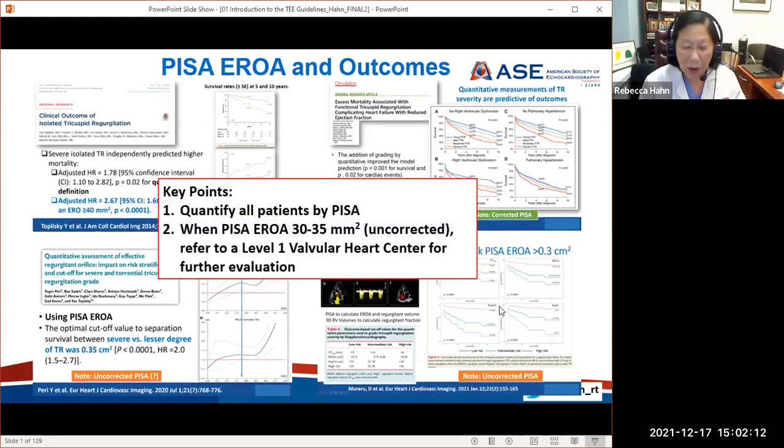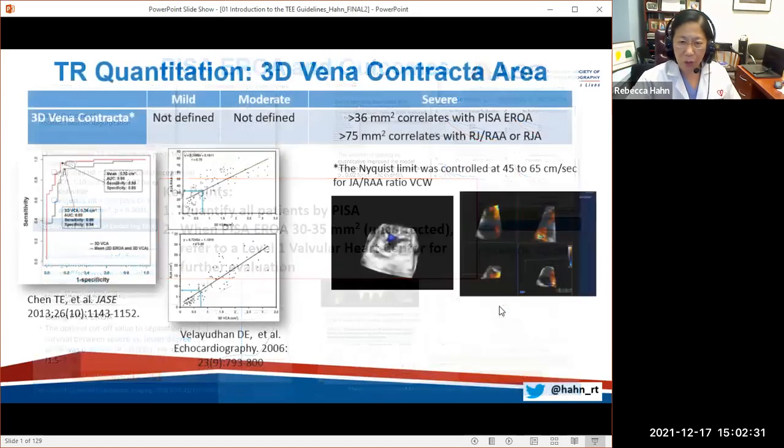And we think the adverse outcomes begin in the moderate range, just like for mitral regurgitation. So somewhere around 30 to 35 millimeters squared, uncorrected, so not corrected for flow. And those patients then should be sent into a level 1 heart valve center for further evaluation.